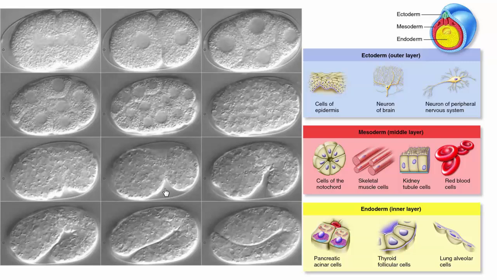What do you think that indentation becomes? Right, like the intestine. Yeah, the digestive tract. One end of that indentation becomes the mouth, the other end becomes the anus. That indentation is our digestive tract that goes throughout our whole body.